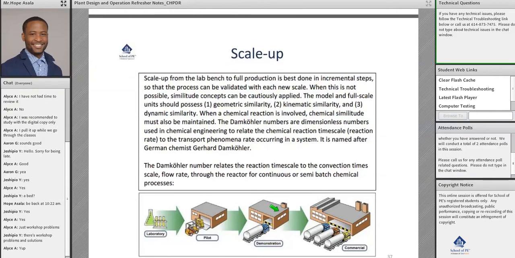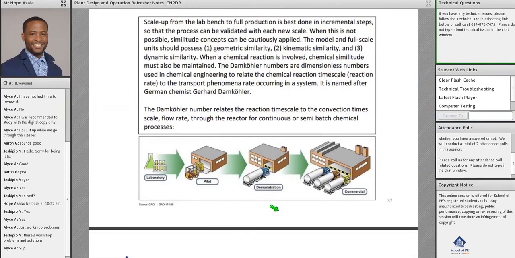Kinematic, if you remember, has to do with velocities, right? The velocities must scale up as well. And then the last one is the dynamic similarity. The Damköhler number is the dimensionless number used if there's a chemical reaction time scale that we have to accommodate for. So when you're doing scale-ups, like I said earlier, you're not going to only rely on the chemical engineer. You have to work with other engineering guys to see how the scale-up is going to affect their own process.